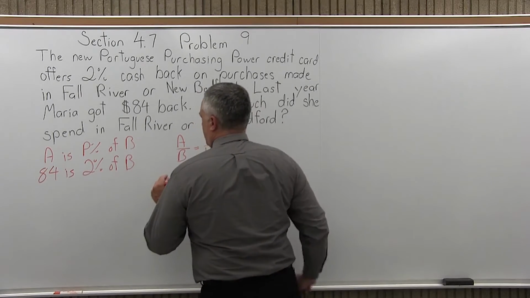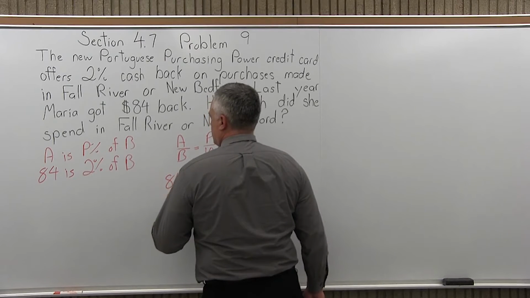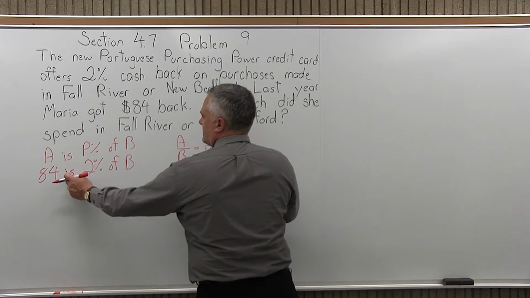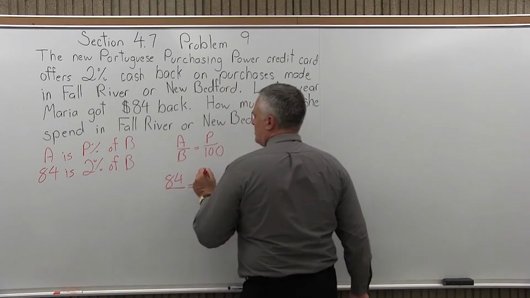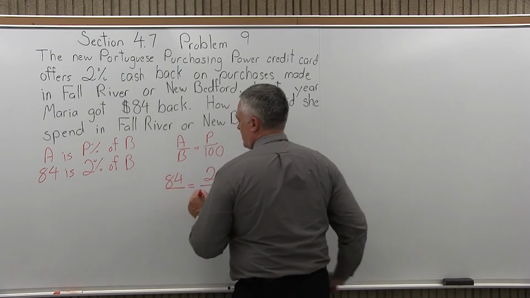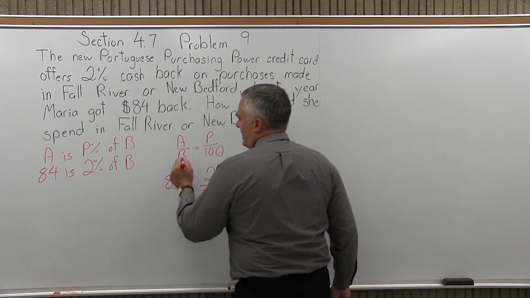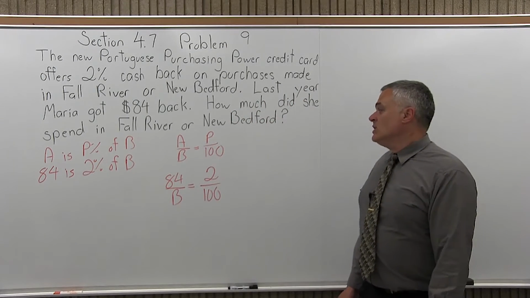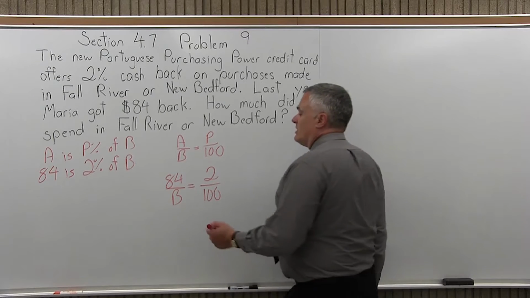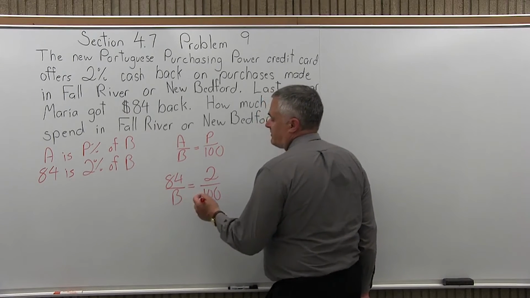The 84 is the A, is the equals 2%, 2 is the P, the percent is 100, and the B just stays B. It's unknown, that's what we'll solve for. So to solve something like this, what we do is we cross multiply.